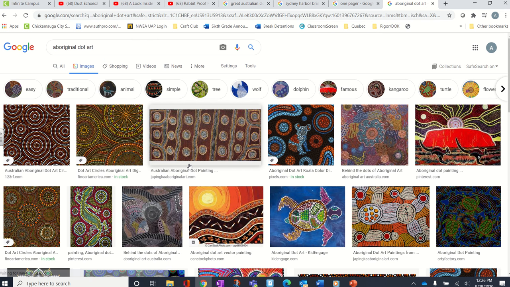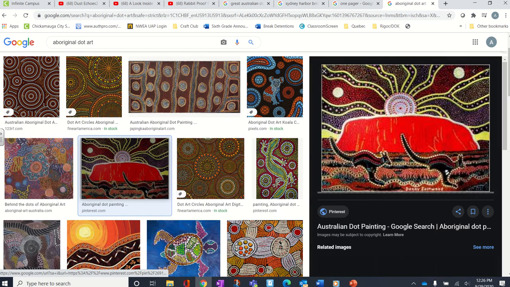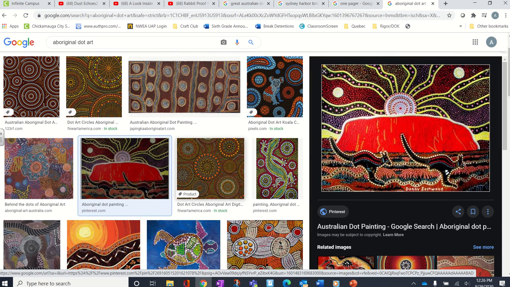A few more examples. If you like the dot art, just go and Google Aboriginal dot art, and you can see all sorts of examples. This one's kind of cool. It has what in it? Yeah, it's Uluru. You've got the kangaroos in front of it. You've got airbrush. That's a really cool example of dot art.